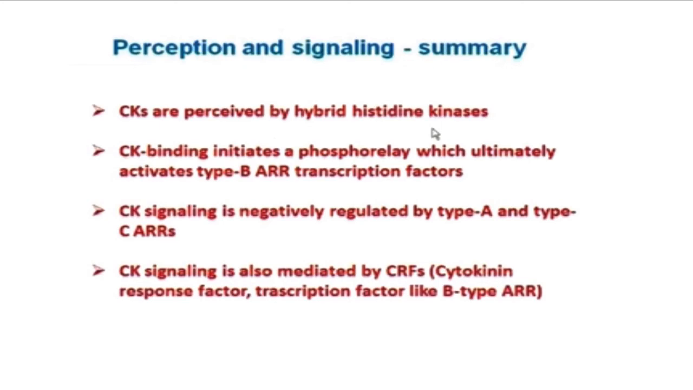This is a summary of the perception and signaling pathway of cytokinins. Cytokinins are perceived by hybrid histidine kinases, as we discussed earlier. Cytokinin binding initiates phosphorylation, that is the transfer of a phosphate group, which ultimately activates type B response regulator transcription factors. Cytokinin signaling is negatively regulated by type A and type C response regulators. Cytokinin signaling is also mediated by cytokinin response factors, transcription factors like B-type ARRs.